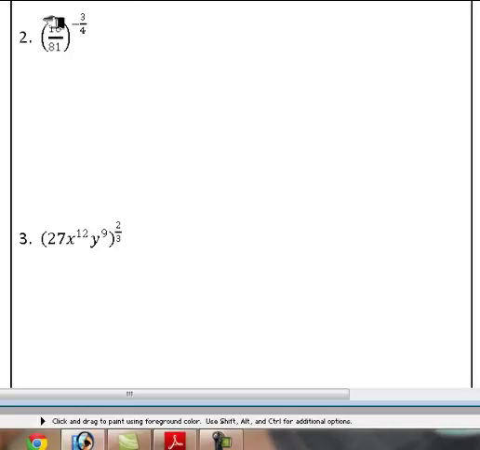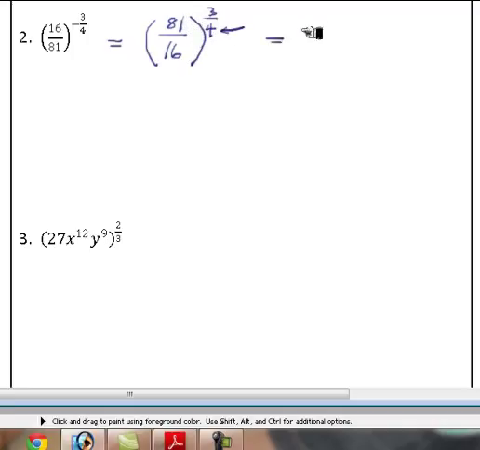All right, number 2, we know that when we have a fraction raised to a negative exponent, we can take the reciprocal of the fraction and change to a positive exponent. All right, so we're going to do 81 over 16 to the 3/4. First, we'll do the denominator. That is, first we'll take the 4th root of 81 and of 16.